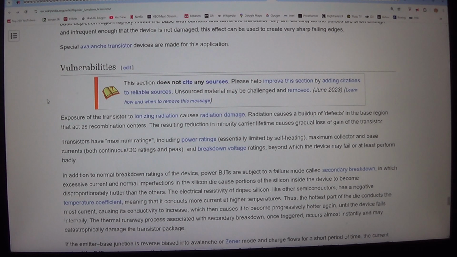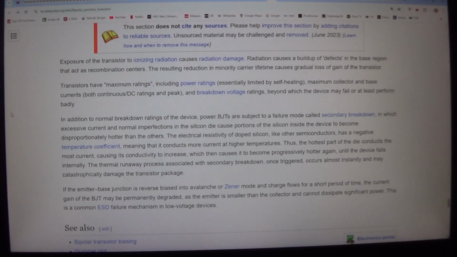Exposure of the transistor to ionizing radiation causes radiation damage. Radiation causes a buildup of defects in the base region that act as recombination centers. The resulting reduction in minority carrier lifetime causes gradual loss of gain of the transistor. Transistors have maximum ratings, including power ratings, essentially limited by self-heating, maximum collector and base currents, both continuous forward DC ratings and peak, and breakdown voltage ratings, beyond which the device may fail or at least perform badly.